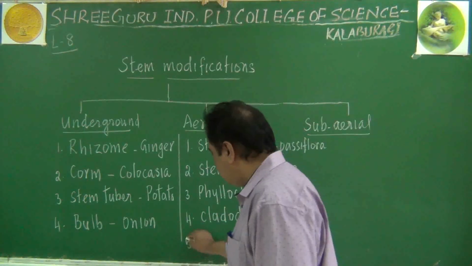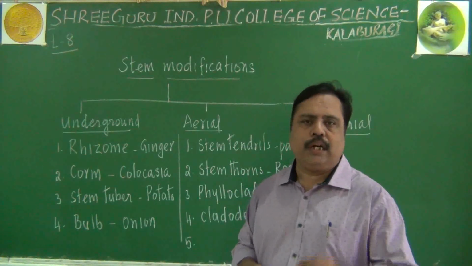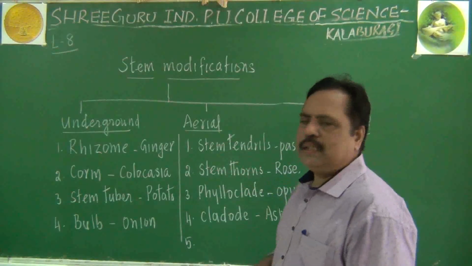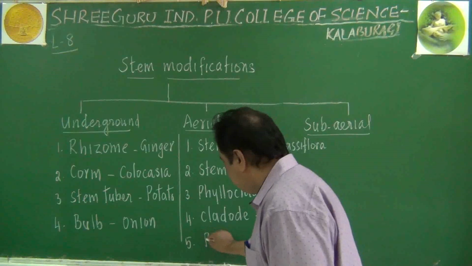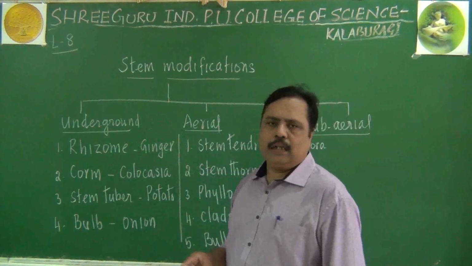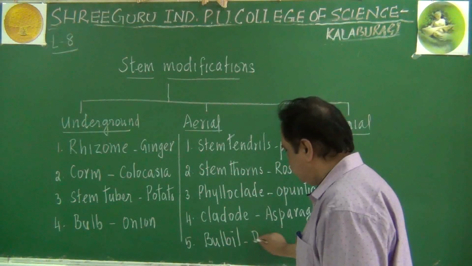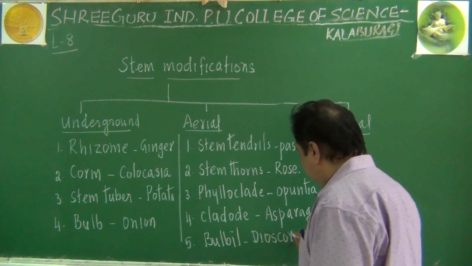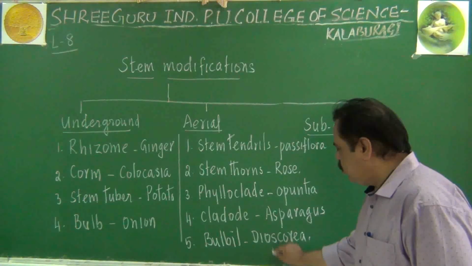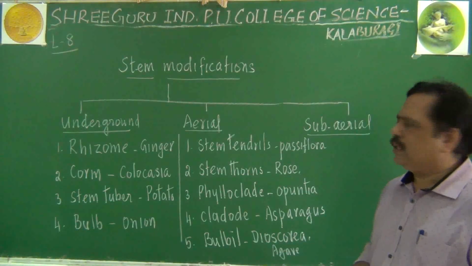Fifth type of aerial modification is for vegetative propagation or asexual reproduction. For asexual reproduction there is an aerial modification known as bulbil. Remember, bulbs come under underground modification, whereas bulbils come under aerial modification. Example for it is Dioscorea. Dioscorea and agave, I told you, they all exhibit this bulbil type of modification.